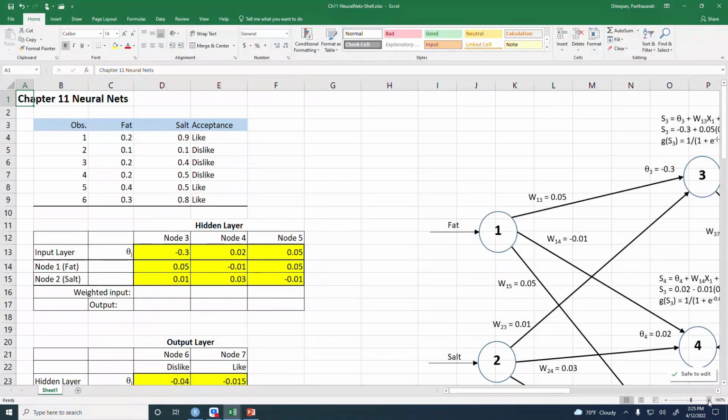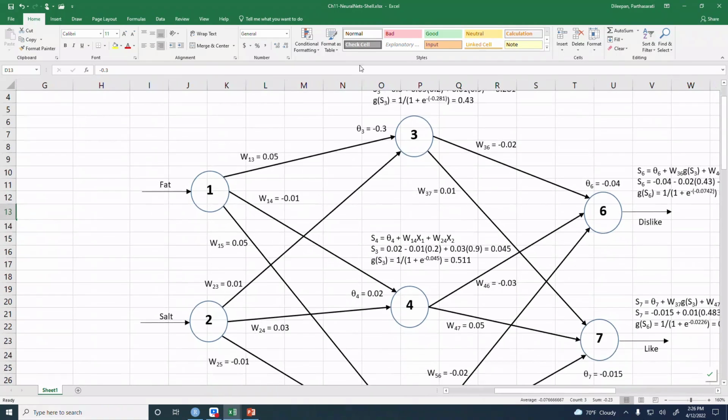So we are going to now go through these computations for one observation, just one. Okay, and let's assume that these are the weights that are given to us. So these three are the biases: theta 3, theta sub 4, theta sub 5. So I have the completed network here. So node 1 you have fat, node 2 is salt, and we have the weights.